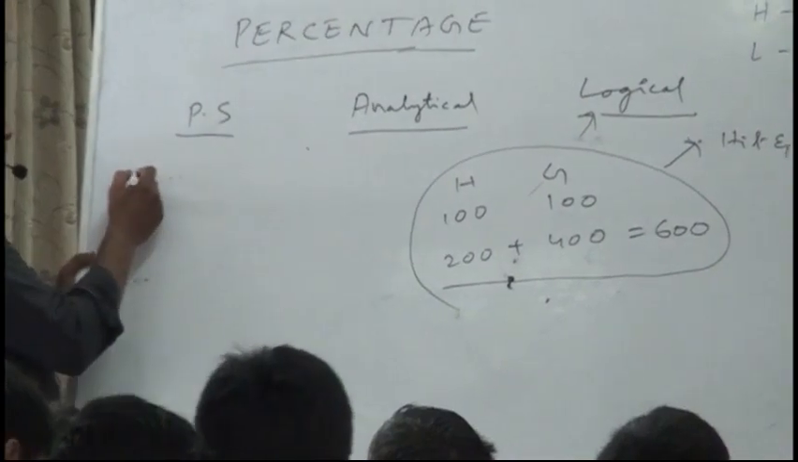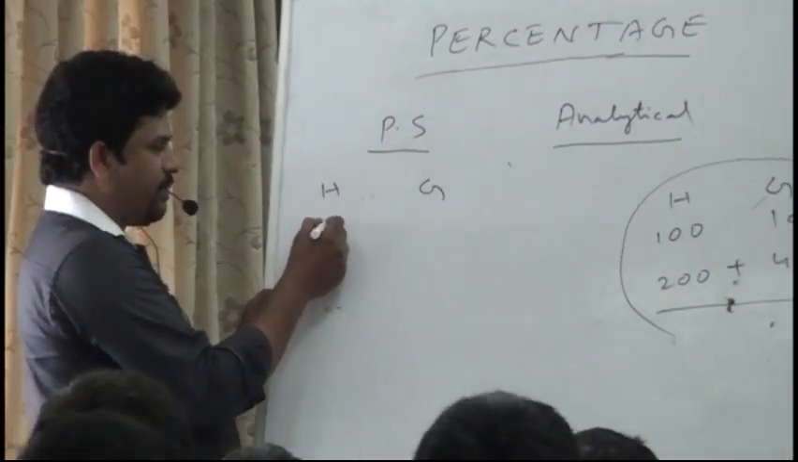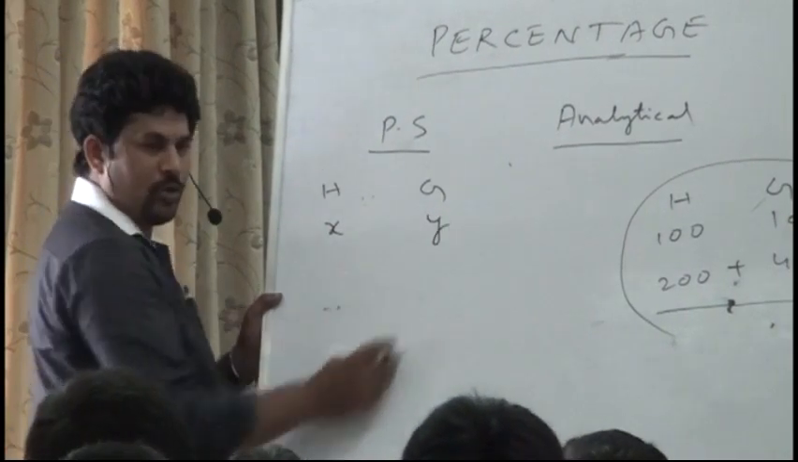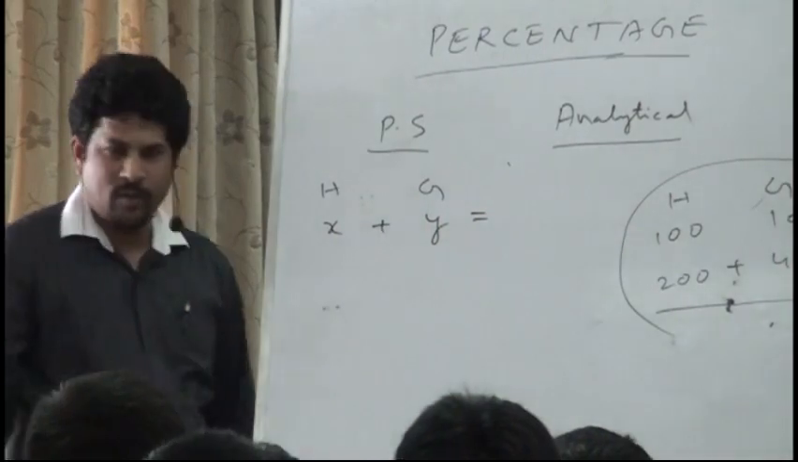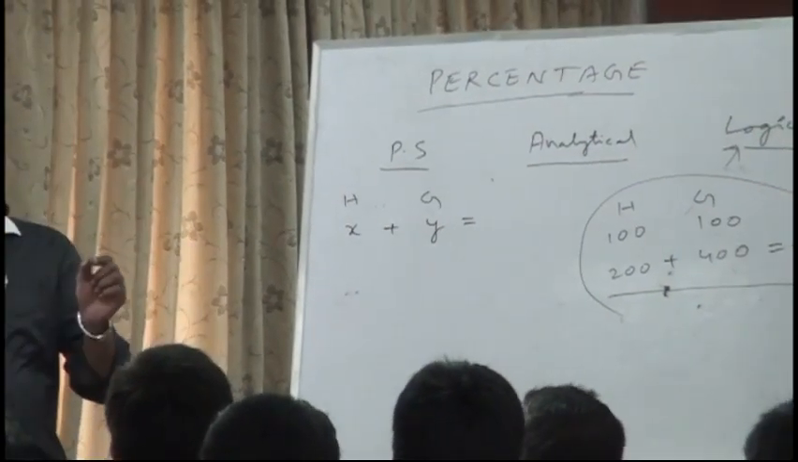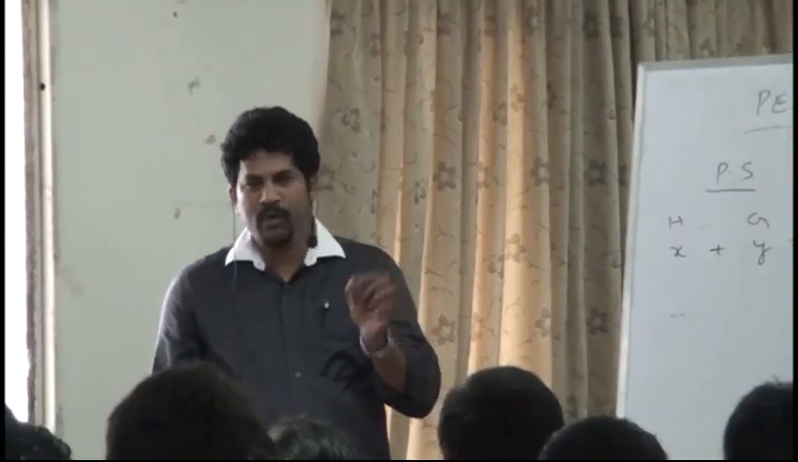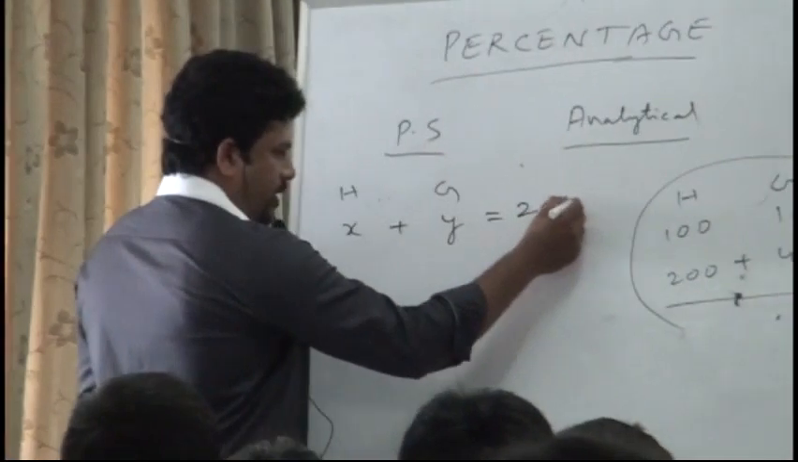I say hens and goats. I say there are X number of hens, Y number of goats. What should be X plus Y? There are X number of hens and Y number of goats. So X plus Y should be 200.